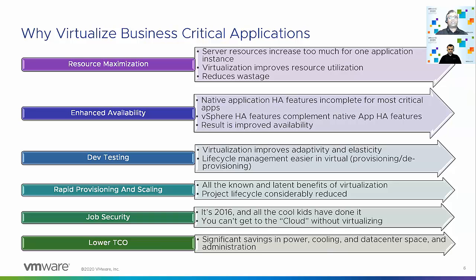So for example, resource maximization. See, with the server resources increasing too much for one application instance, what happens is virtualization basically improves the resource utilization, and essentially it results in reducing wastage by fully utilizing the hardware. You're also able to maintain the application isolation, right? What we also get is enhanced availability.